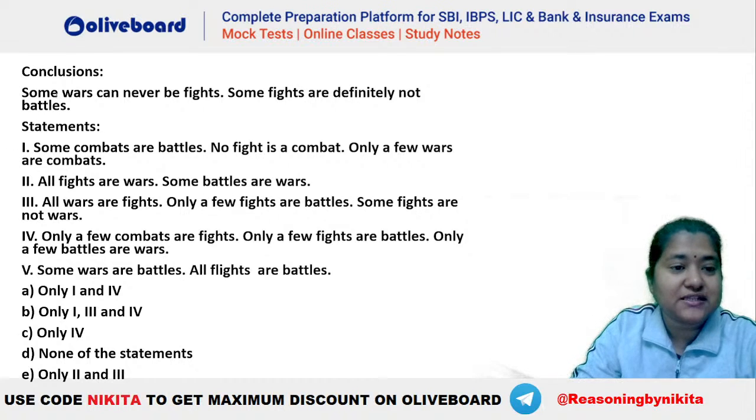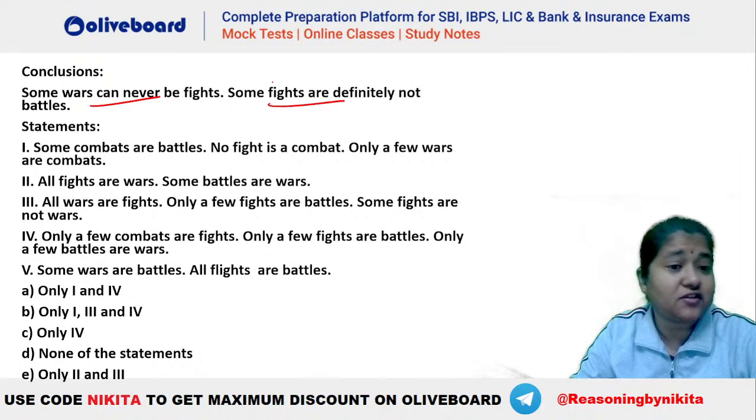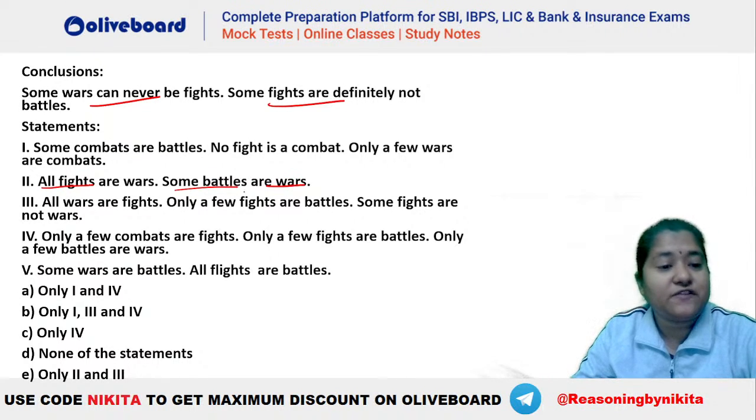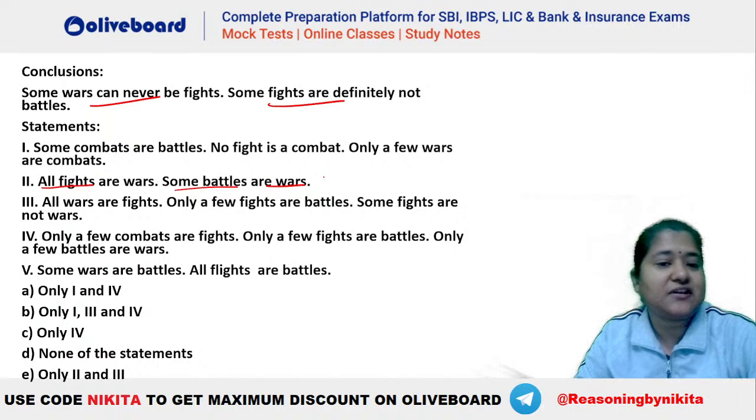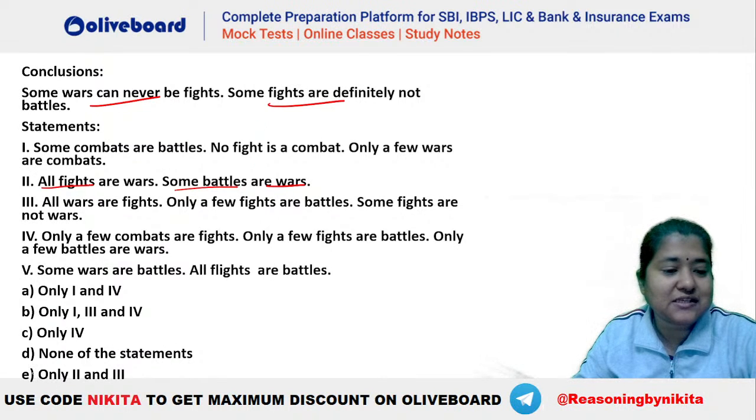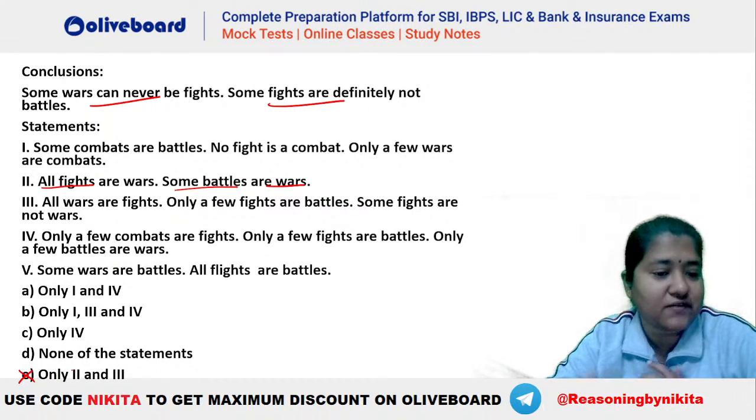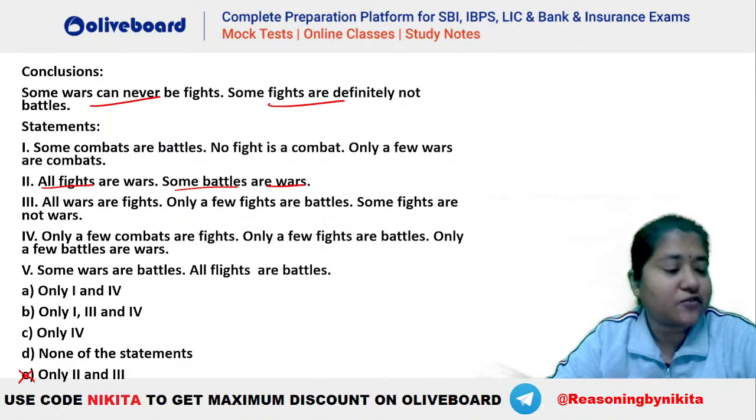Why? Because you can see this is negative, this is negative, isn't it? We have two negative conclusions. And the second is completely positive. All fights are war, some battles are war. So if something is completely positive, on a set of complete positive statements, you cannot have a definite negative conclusion. So 2 is eliminated. That means this cannot be the right answer. Okay, others can be the right answer. Now check for 1, then maybe you can check for 4.